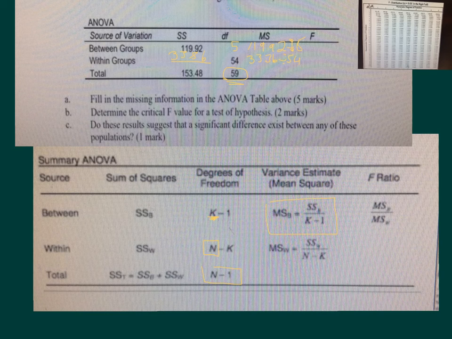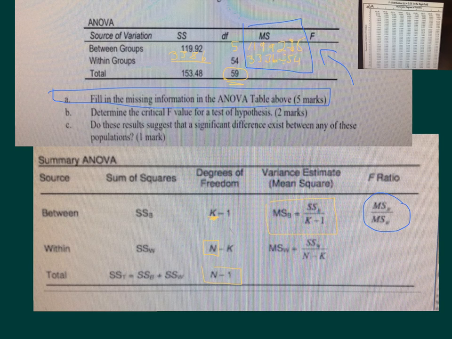So let's see if I can find a good color that shows up here. When you're calculating this, you want to take those two values from your MS column and divide them, and the between goes on top. The between is the numerator and the within is your denominator. If you divide those values, you'll get your F statistic, and I think it's rather large. I think it's in the 30s for that one. And that's part A completed, because that's what they're asking you to do in part A, is just complete the chart. So that's everything in there that you need, okay?